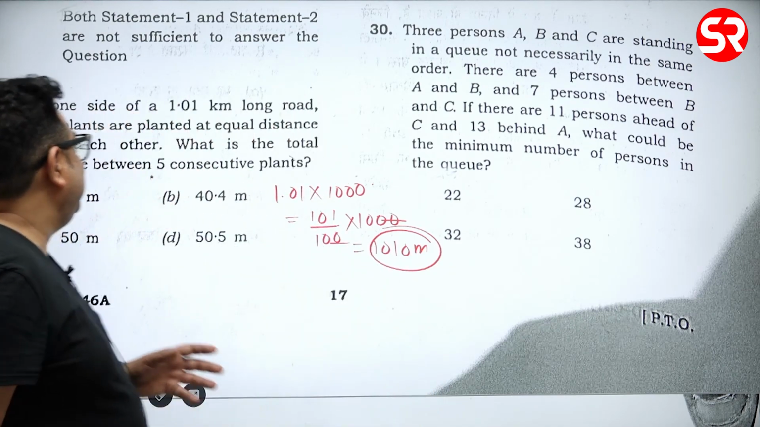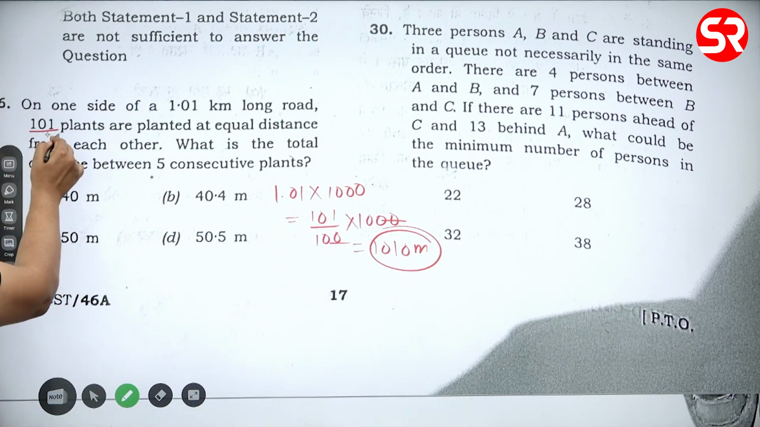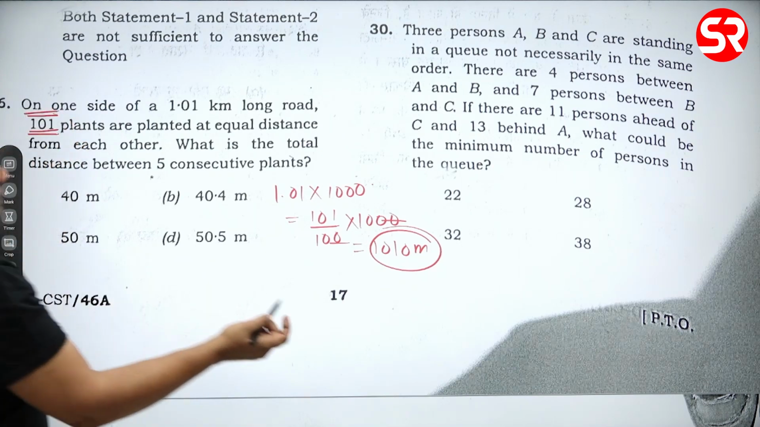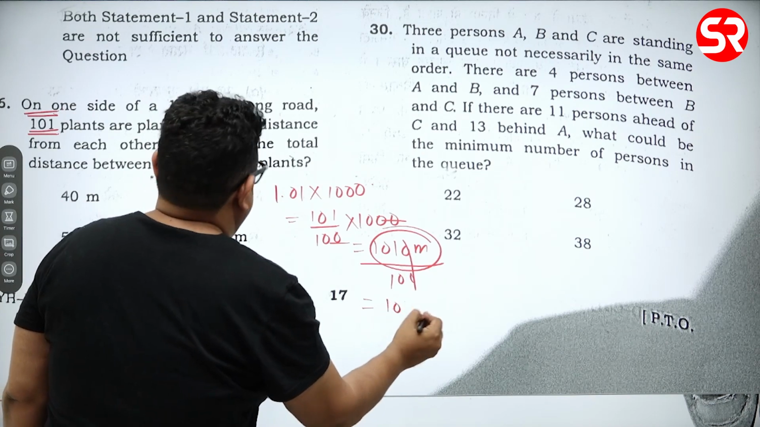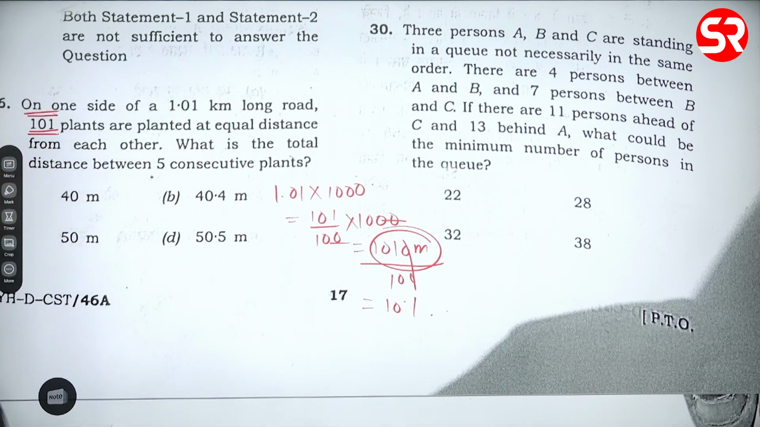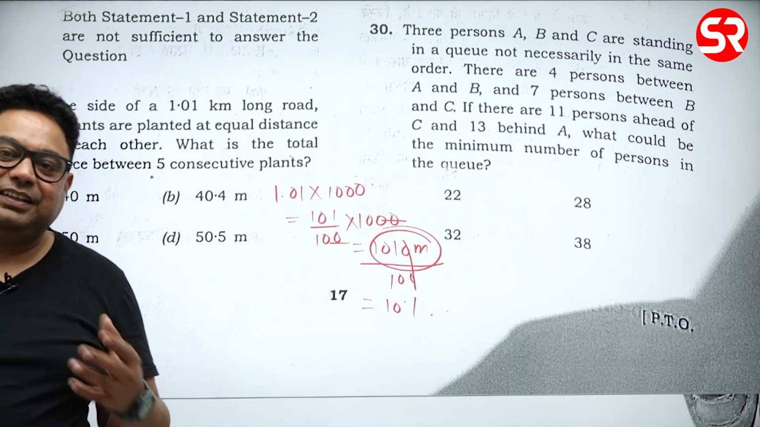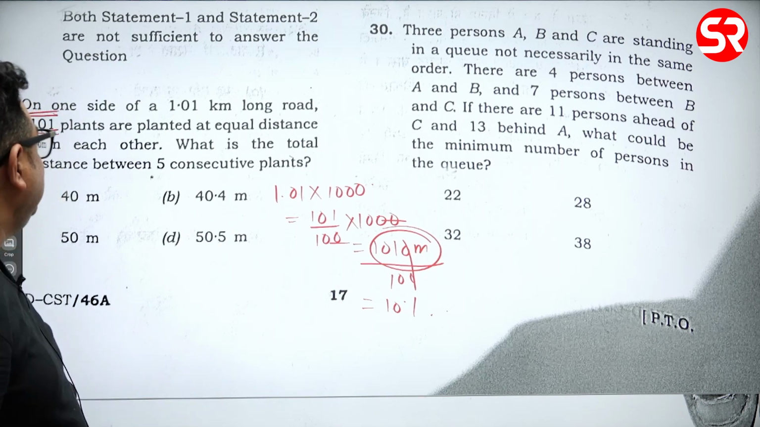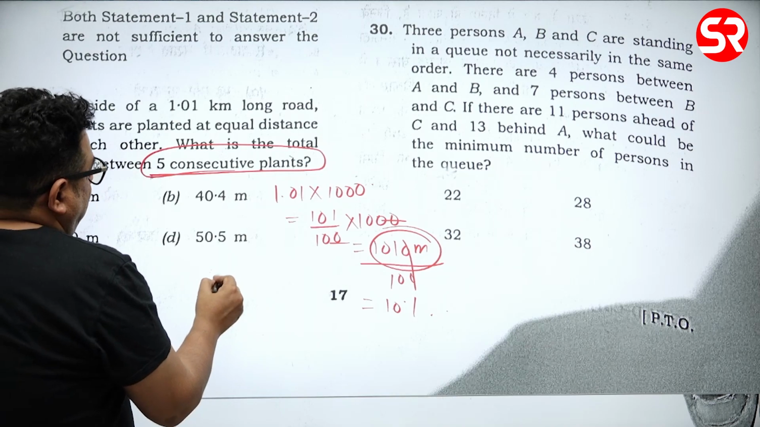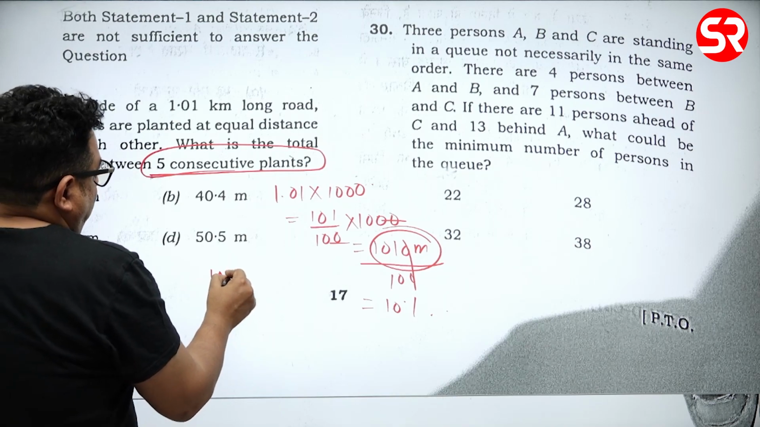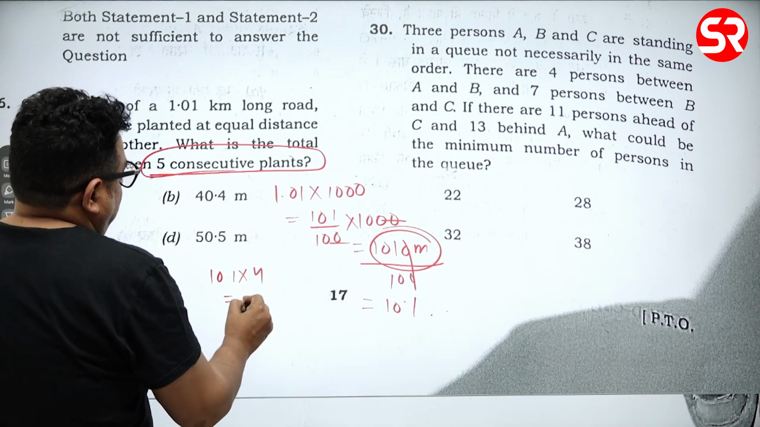So what is the distance if there are 101 plants? So the distances between them is 100. So 1010 upon 100, right, 10.1 is the distance between two consecutive plants. And the question was for five consecutive plants. Five consecutive plants would have four distances, 40.4.